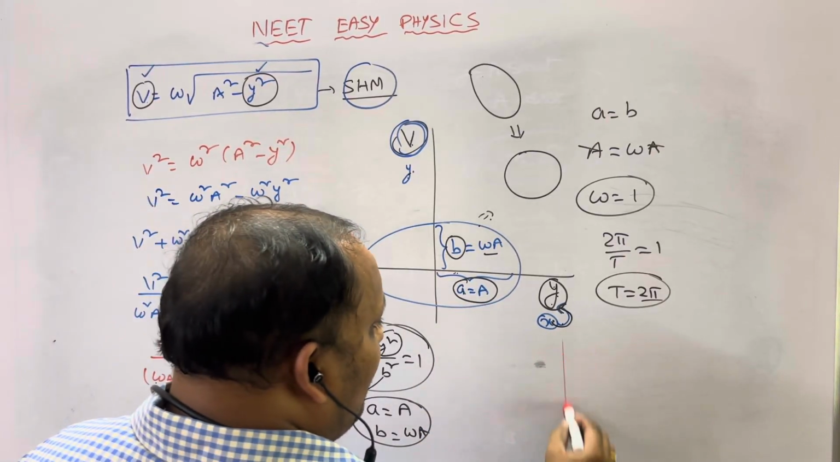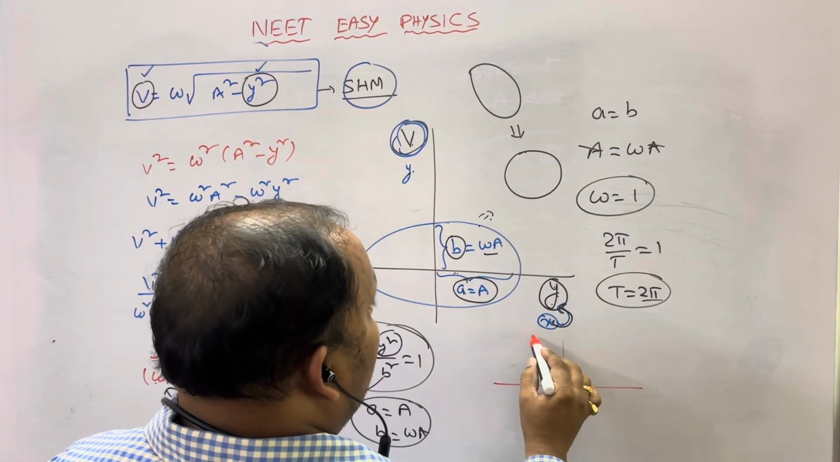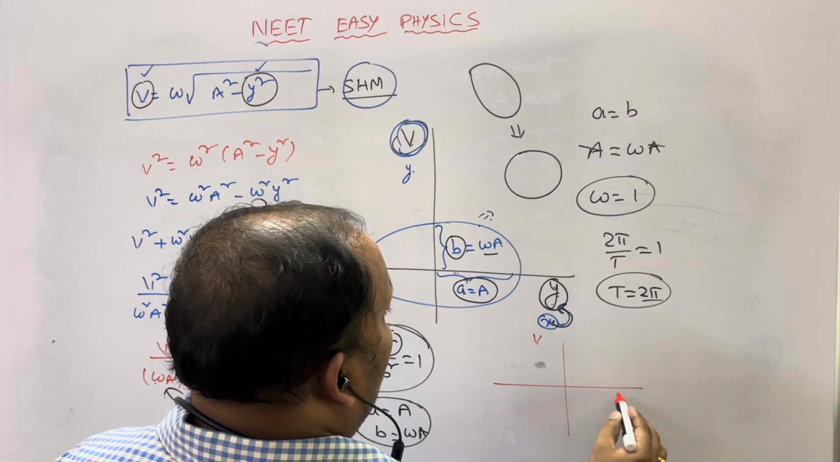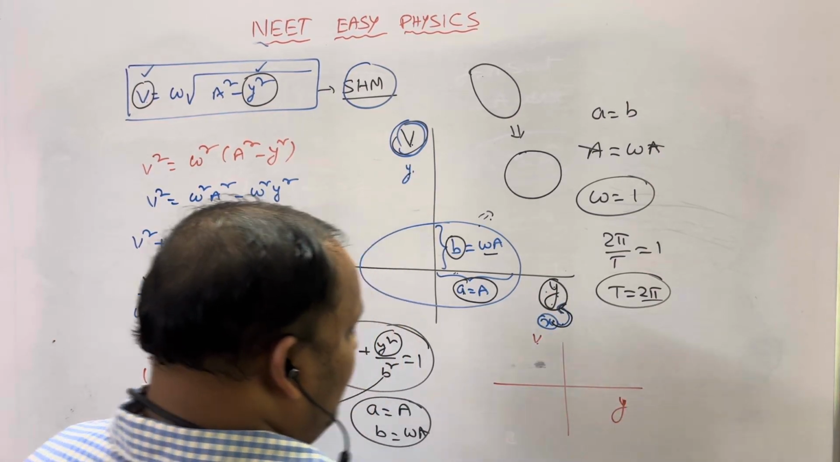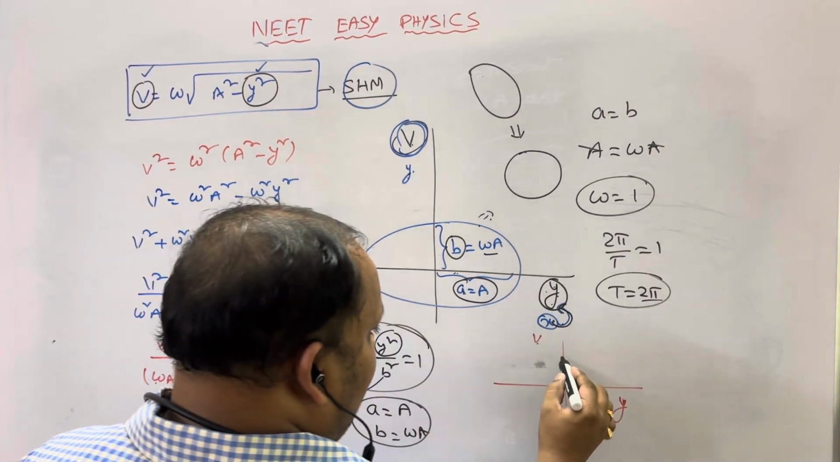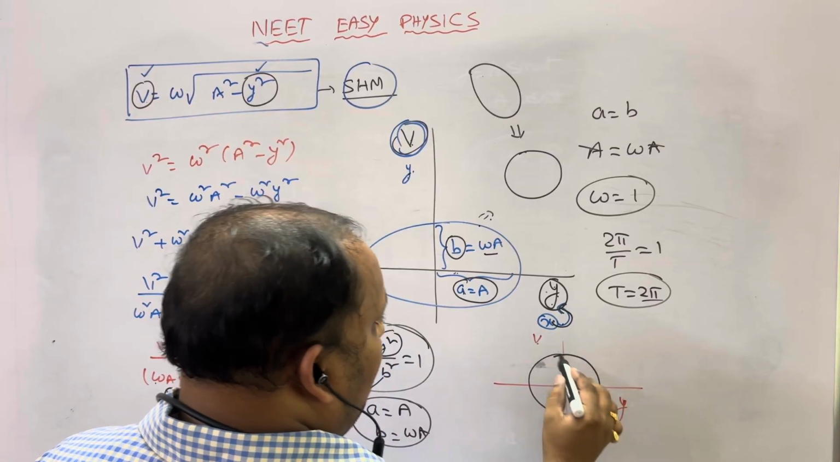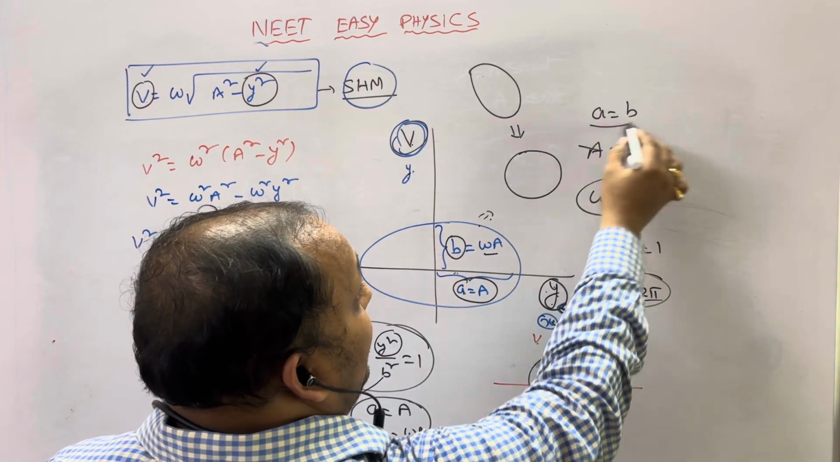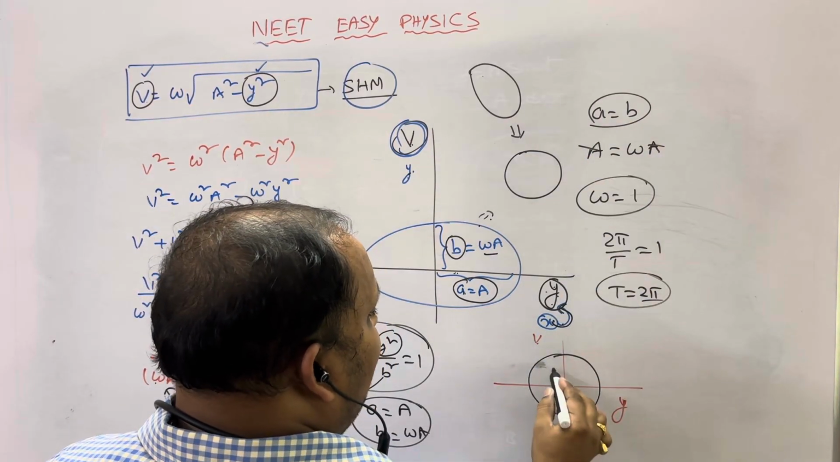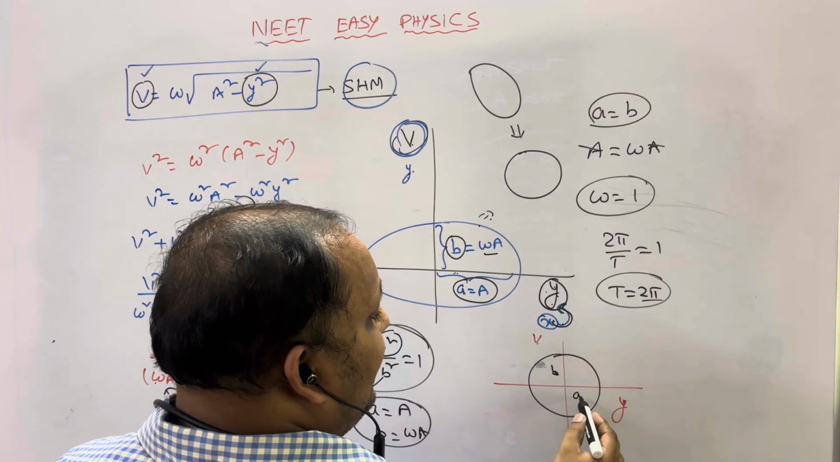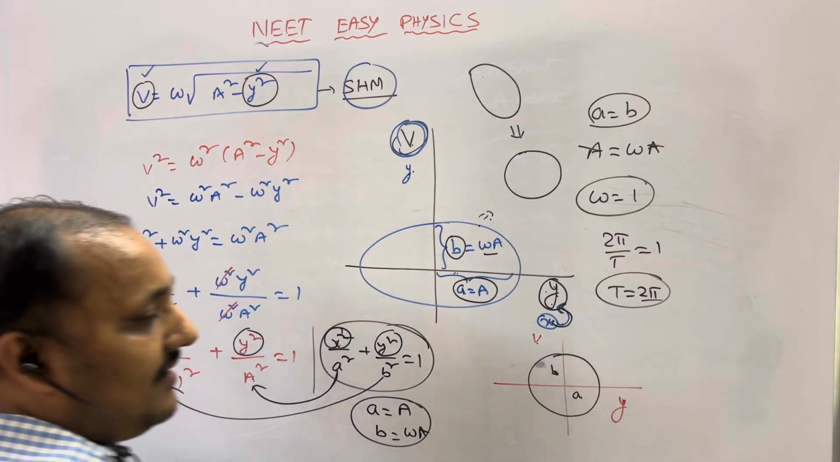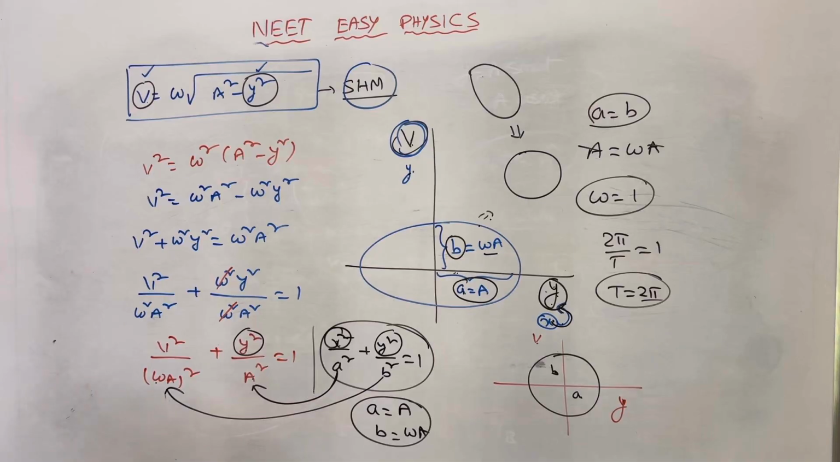Now if you draw the graph between velocity and displacement, it becomes a circle whenever a and b are equal. In place of b you can write a, in place of a you can write b. So understood how they are going to ask in physics whichever relations we have derived in the previous video.